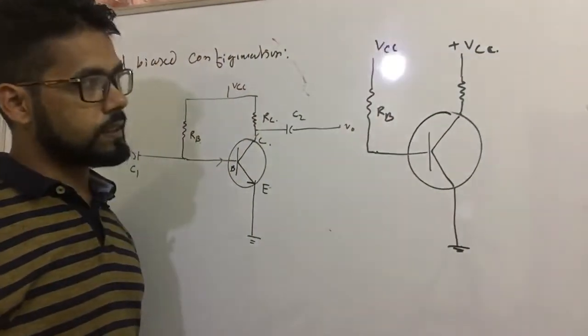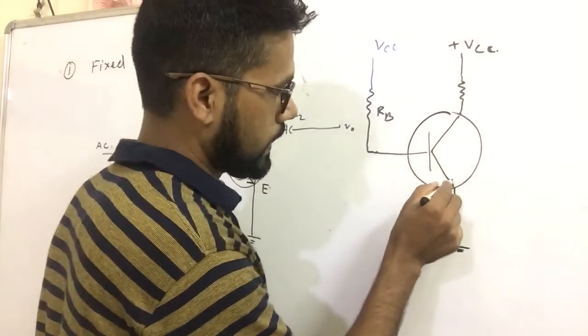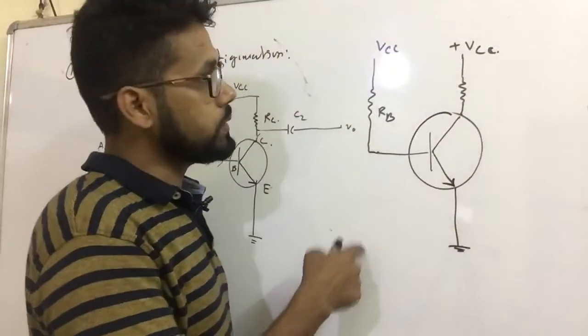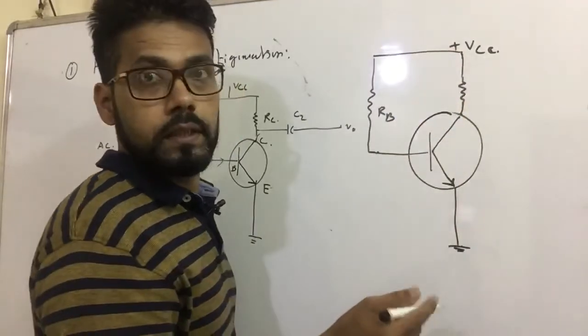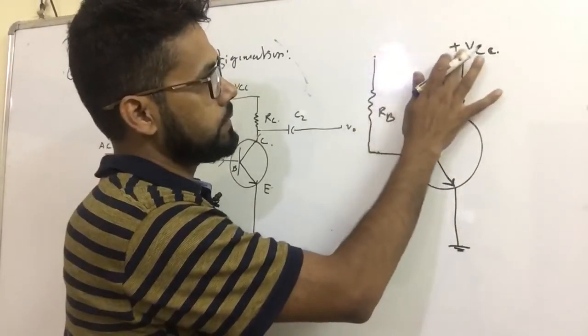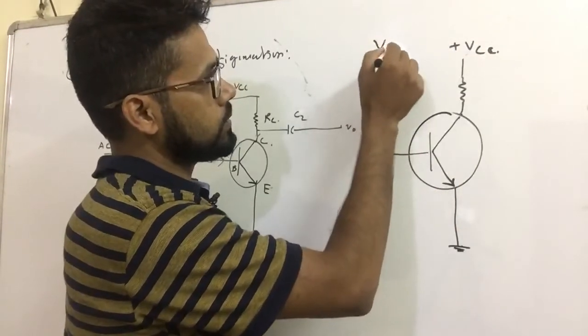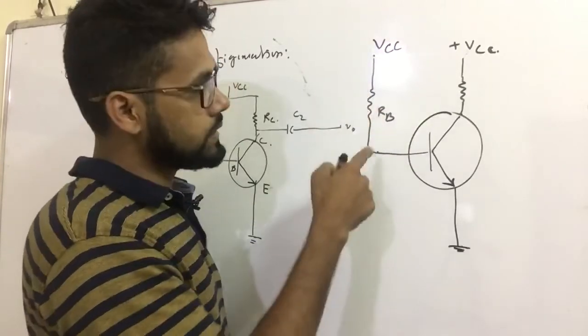Okay, this is a DC configuration. This is IE. Don't get confused. You can join also, no problem. If you want, you can join also, no problem. Okay, in order to avoid confusion, I am writing this is DC configuration.